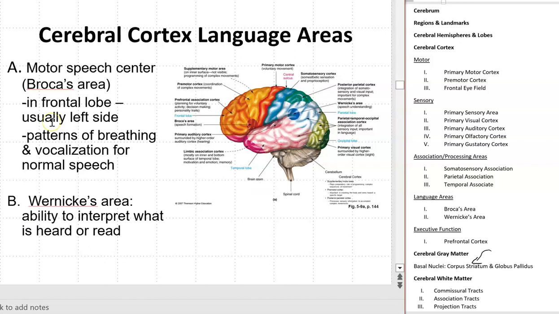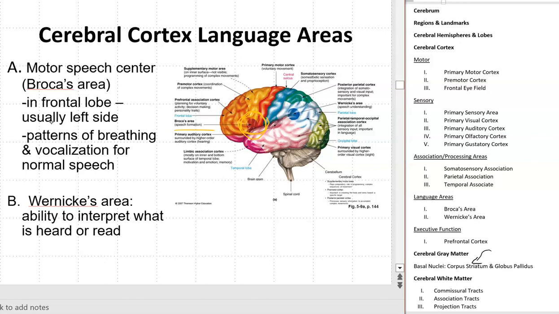So Broca's area is our motor speech center. It's in the frontal lobe, usually on the left side. So most people have Broca's area in their left frontal lobe. If you're right-handed, it's in your left frontal lobe. If you're left-handed, it might still be there, but it could be in the right.